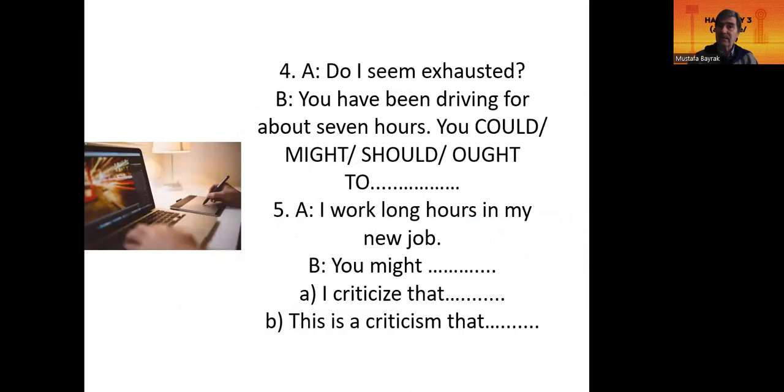4, do I seem exhausted? Extremely tired? Yes. You have been driving for about 7 hours. You might, or you should, you ought to have a break. You could at least stop for 10 or 20 minutes.